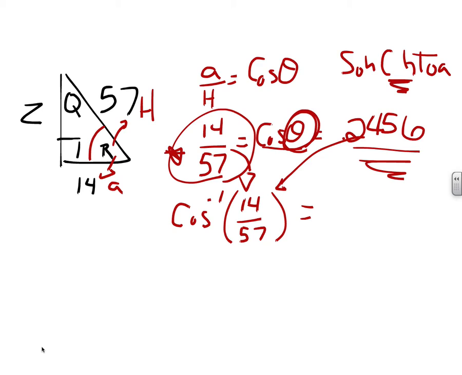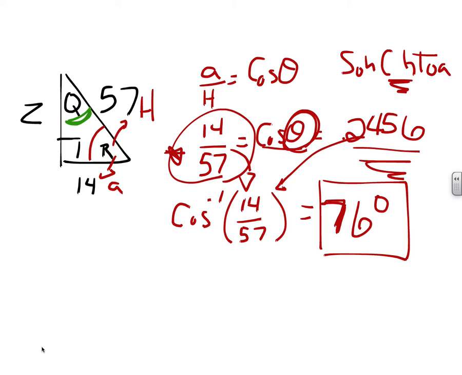So if I hit second cosine and I go 14 divided by 57, close that parentheses, that will give me a grand total of 76 degrees. We always round our degrees to the nearest whole number. It makes things easier for a couple other things down the line. So here we're just going to round to the nearest whole degree. So R is going to be 76.